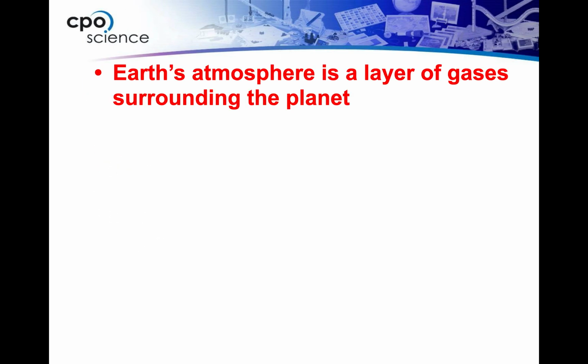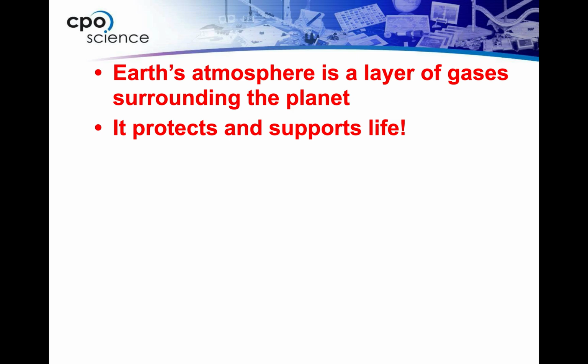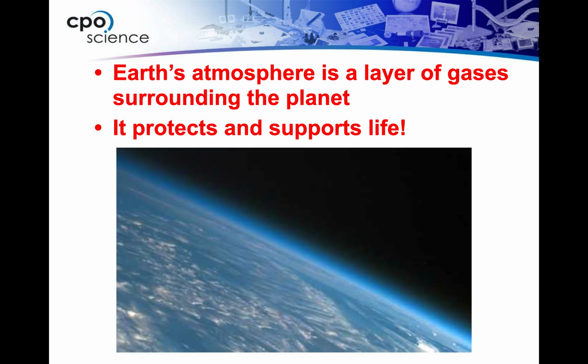So Earth's atmosphere is a layer of gases that surrounds the planet. It is really awesome because it protects and supports life. Now, sometimes when we draw pictures, you see pictures that make the atmosphere look bigger than it actually is. In reality, this is an actual picture from space. When you look at it, it really is quite small, quite thin in comparison to the entire Earth. So it does a lot of things, and we're going to get into all of them in this chapter, but overall, two broad terms: it protects and it supports life.